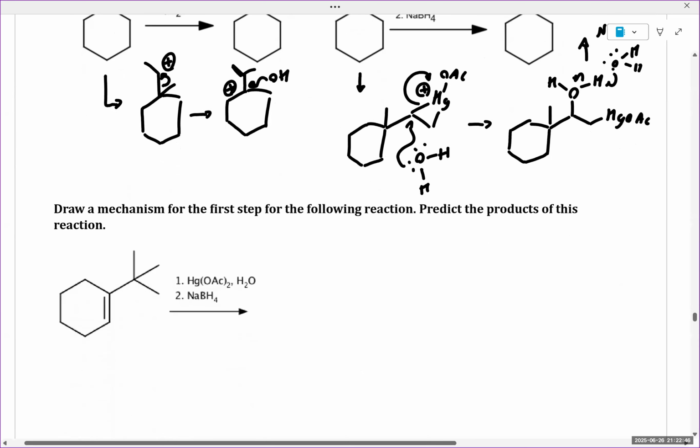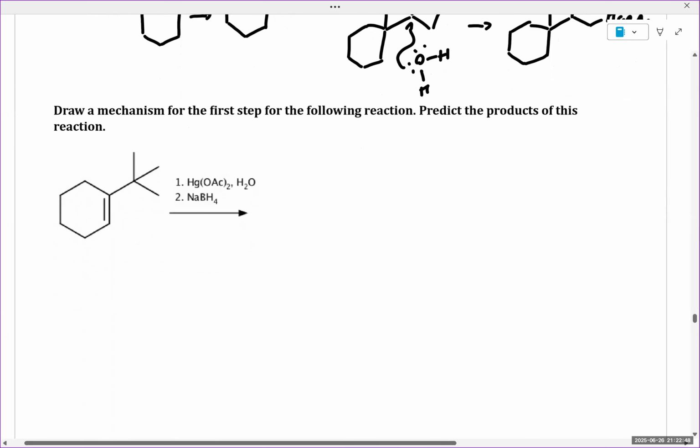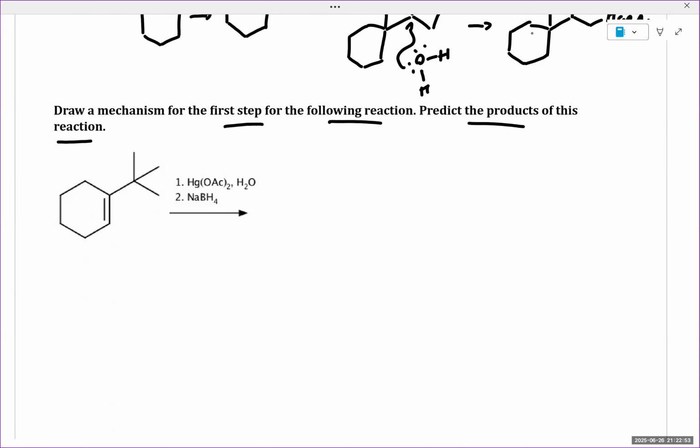Let's try to practice what we've learned, and I'd like you to draw a mechanism for the first step in the following reaction. And I'd like you to predict the products for this oxymercuration reaction. So pause the video, take a few moments, and then we'll discuss. So in this case, we are treating this alkene with mercury acetate and water. So in the first step, we're going to make our mercurinium ion.